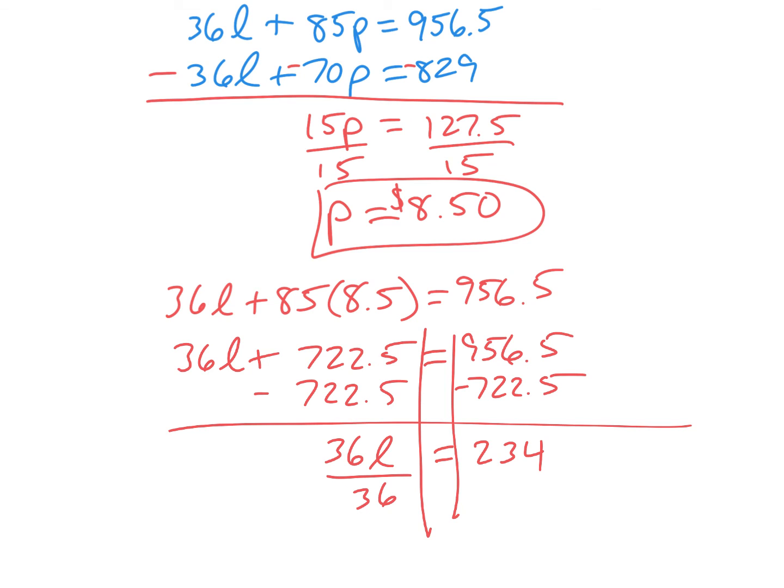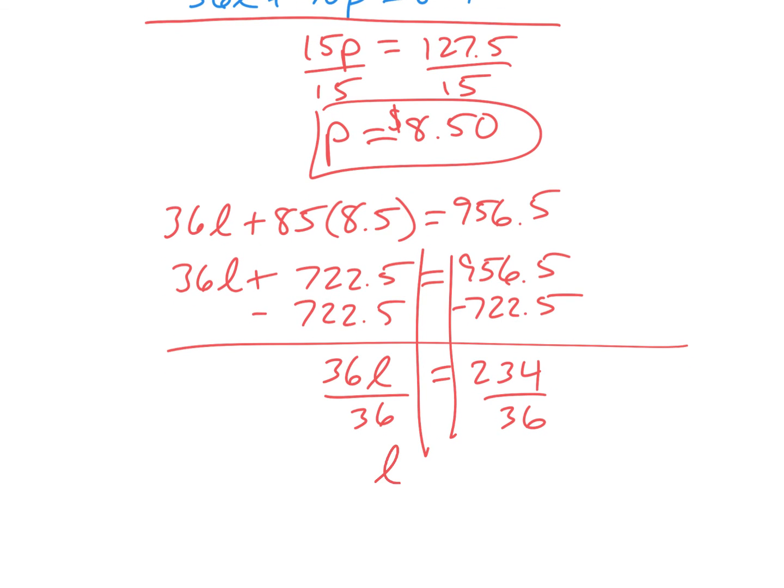And then we'll divide by 36 on both sides to get that it costs $6.50 to rent a ladder. Okay, so there you go. Those are our costs for our power tools and ladders. All right, so just to quickly recap, define your variables, write two equations, and then use any method to solve.